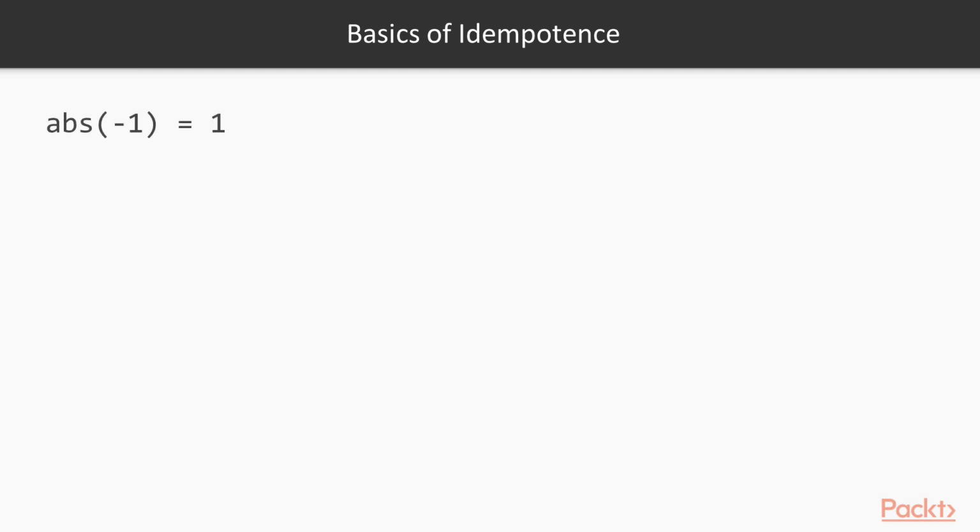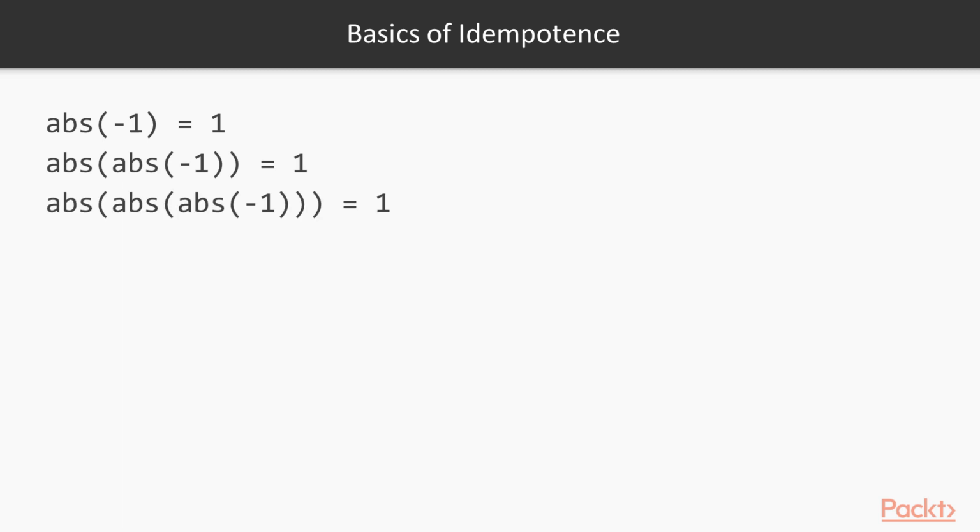Now, in mathematics, the absolute value function is one such function. Every time we apply the absolute value function, we end up with the same answer. And we can keep doing that, and it will always end the same. And in configuration management, that's very important.